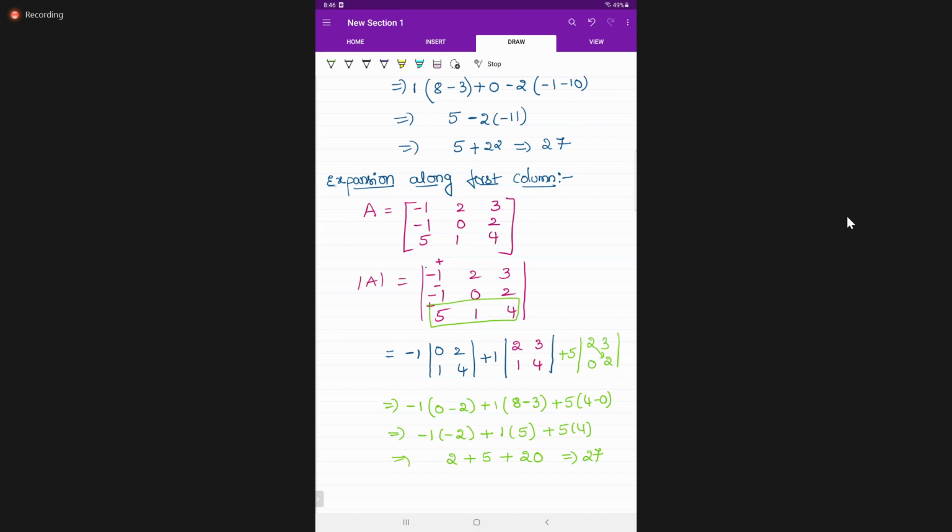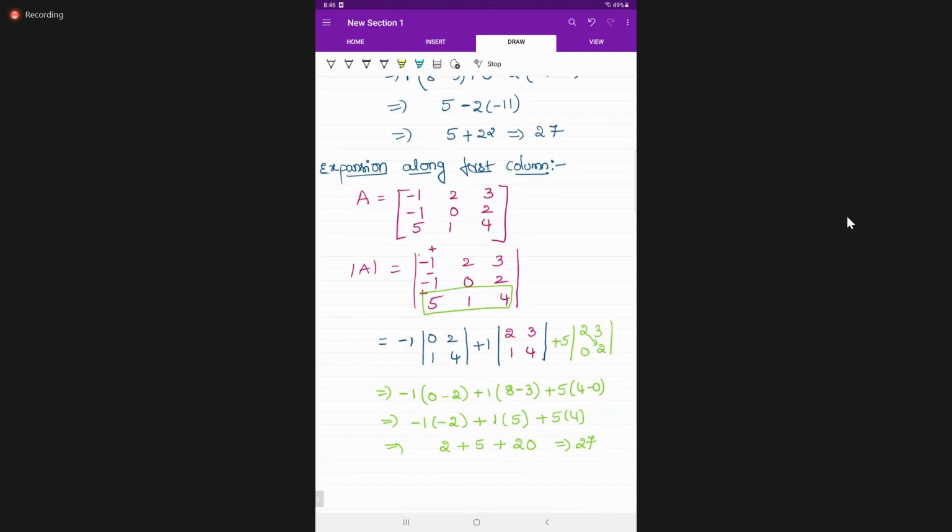So expansion with the first row, or first column, or second column, you can take the third column too. Finally, you will get the same answer only. But first row expansion is very easy compared to all these. Understood, all of you students? Any doubt? Is it clear? Clear, ma'am. No doubt.